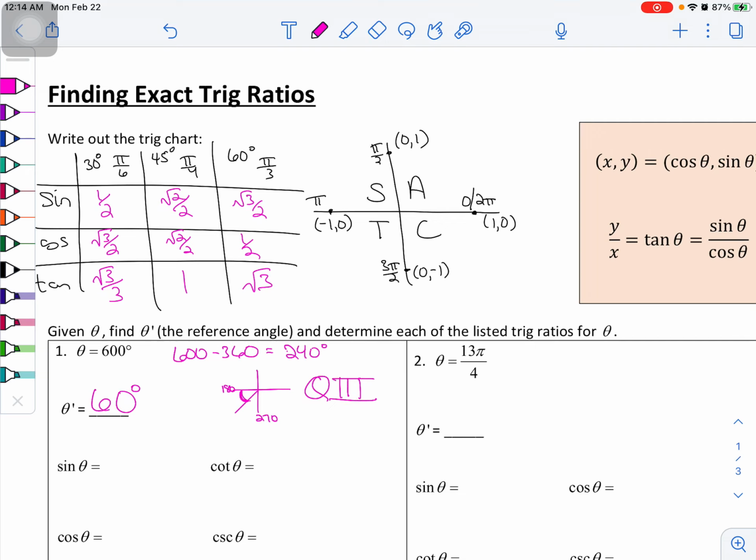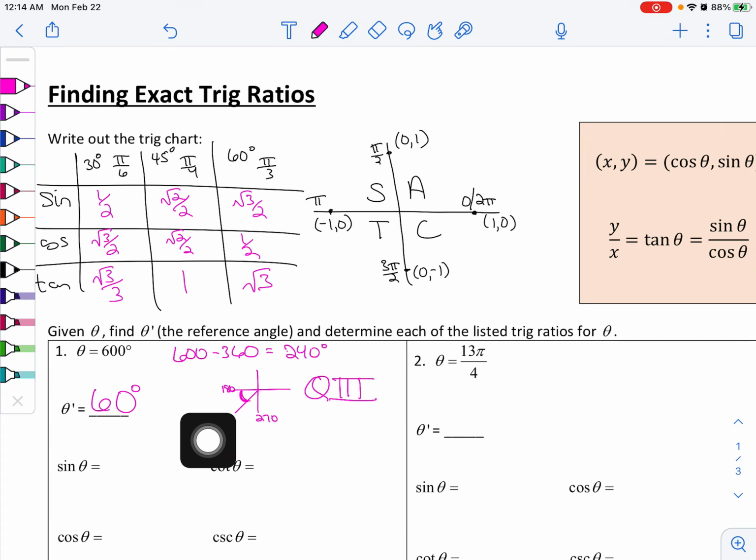And the other thing I want to make note of is that this is in quadrant 3. All right. Now, part of the reason I care about that is because quadrant 3 only has tangent positive. So I want to be careful about that. So real quick, what did I just do? I took the 600 degrees, found the coterminal angle that's between 0 and 360. That's the first thing I did.